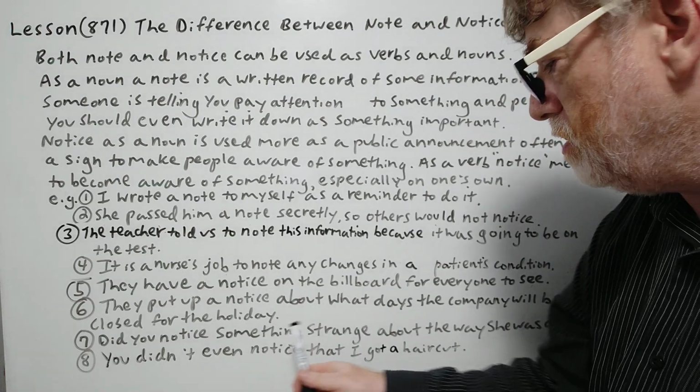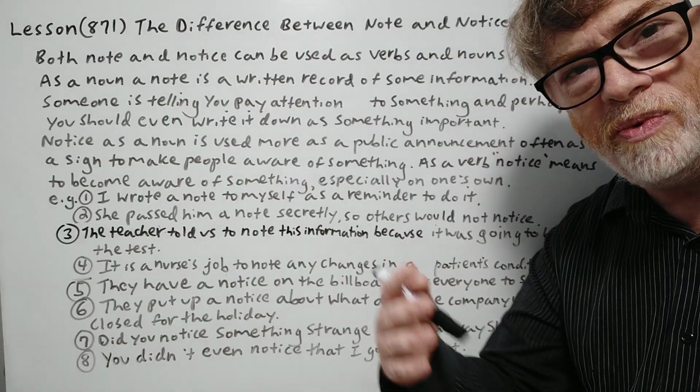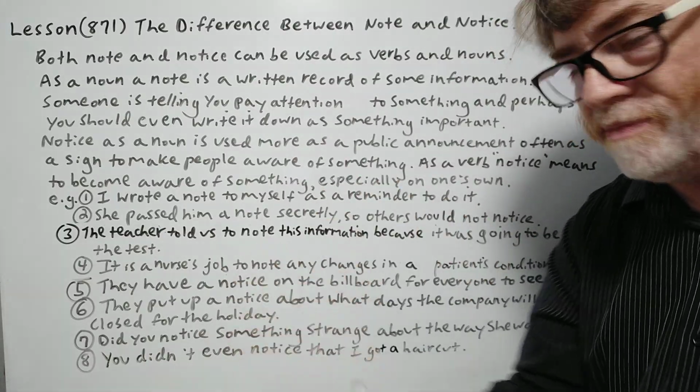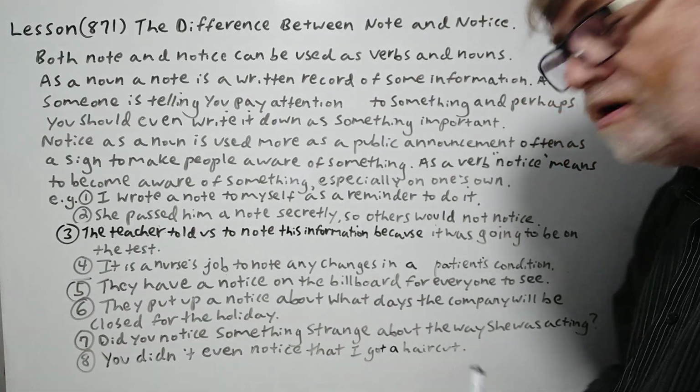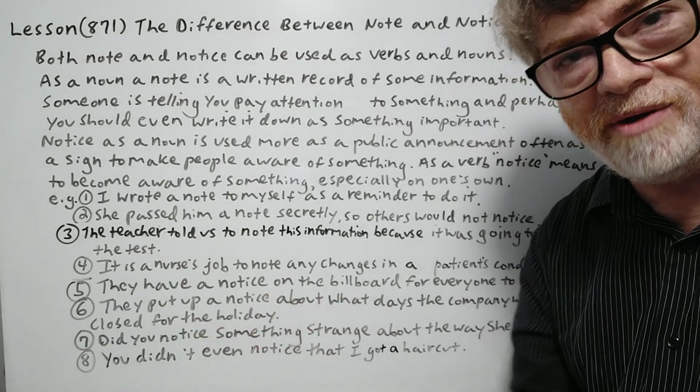Number 7, did you notice something strange about the way she was acting? So were you aware of that? Did you become aware of that? Did you notice this on your own? And number 8, you didn't even notice that I got a haircut. So you're not even aware of it. Maybe somebody wanted you to notice.